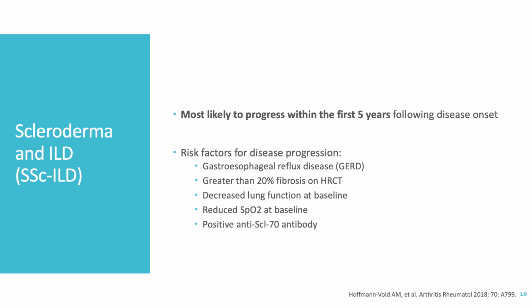If your lung function assessed by pulmonary function tests, which we'll go through shortly, are low at baseline, that is a risk factor for disease progression. If your oxygen levels are low, another risk factor. And then again, that same risk factor, that positive SCL70 antibody that confers increased risk for getting ILD, also increases your risk for your ILD getting worse over time.